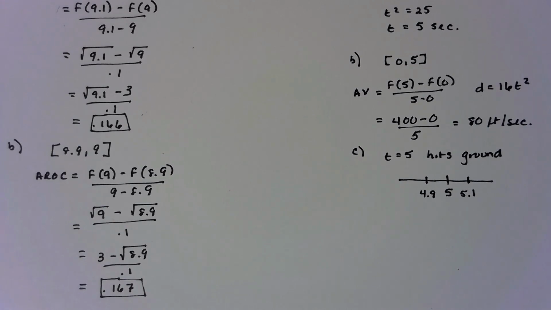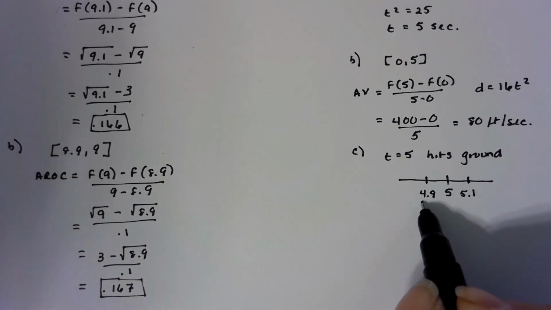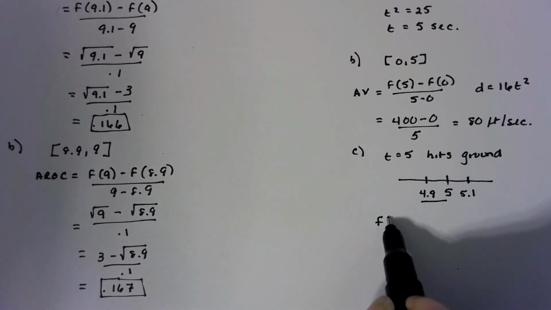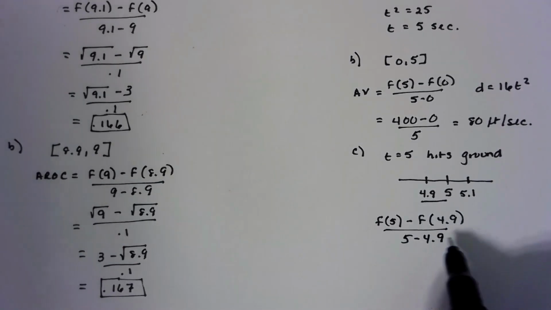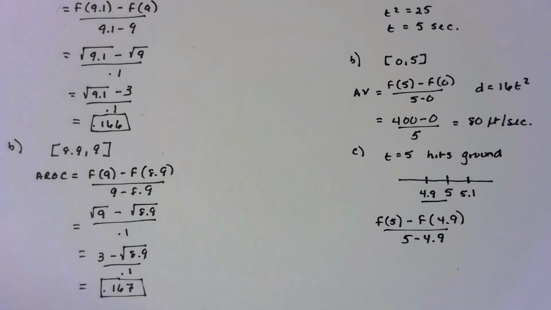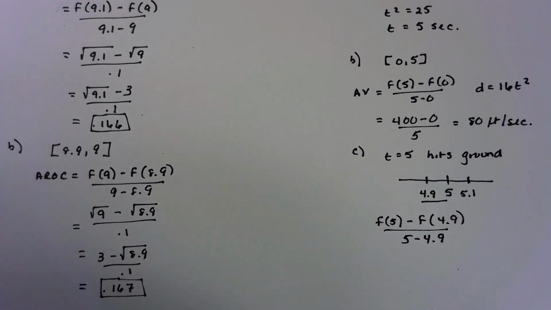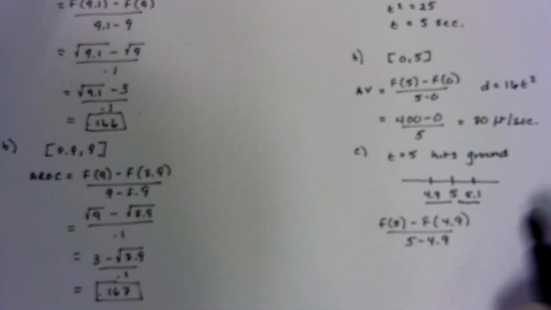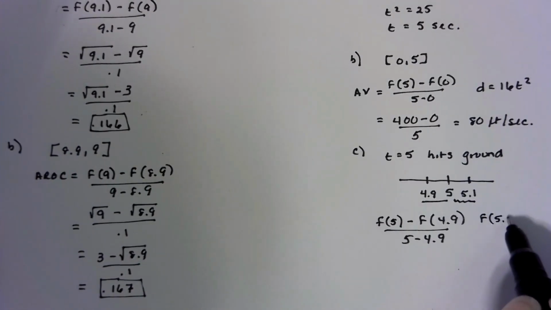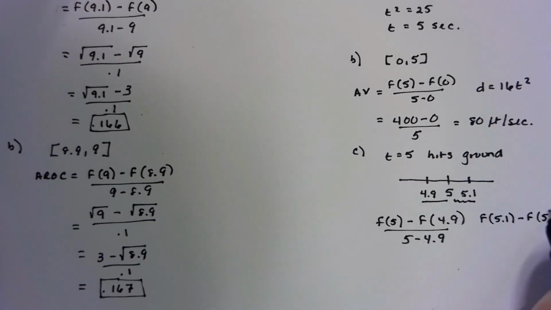And then find the slope of the secant line and take the average. So, working on this interval first, I might do f of 5 minus f of 4.9 all over 5 minus 4.9. And I'm also going to do this interval here, so f of 5.1 minus f of 5 all over 5.1 minus 5.